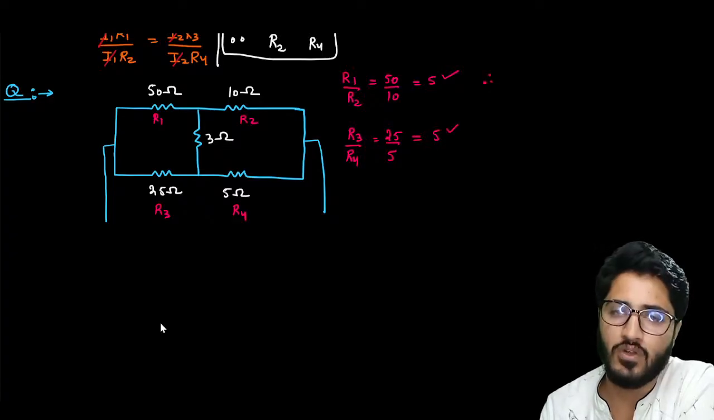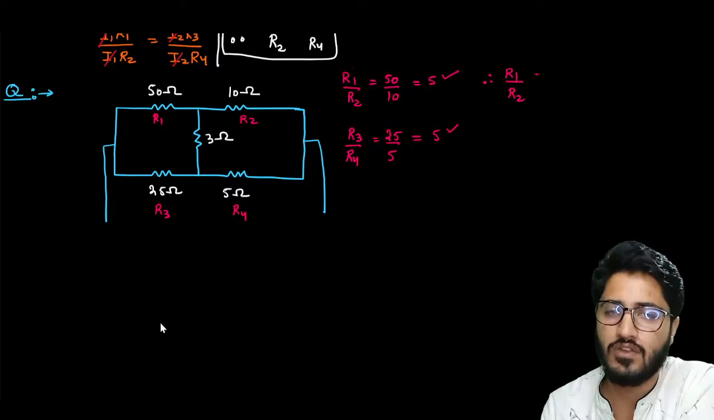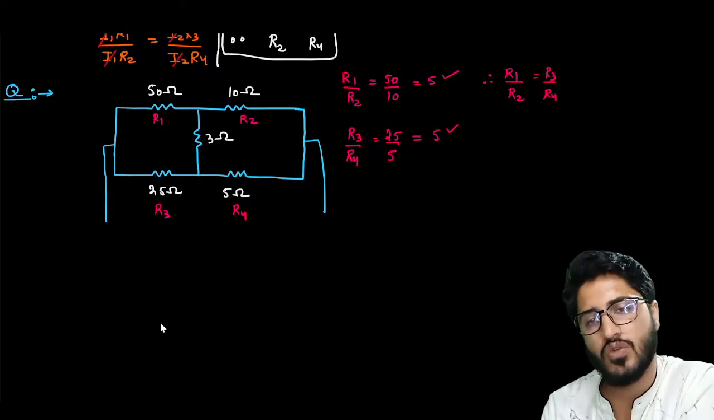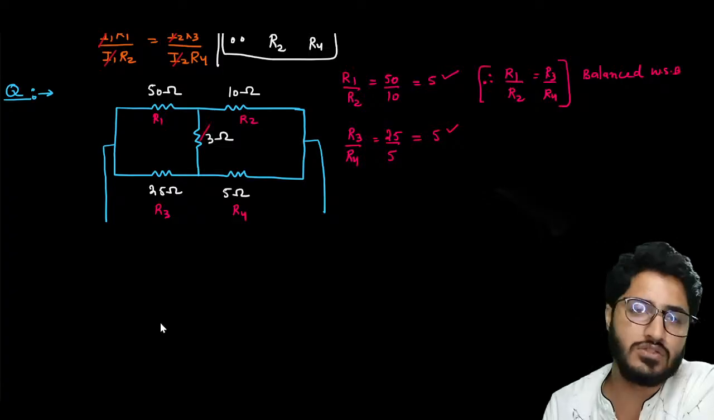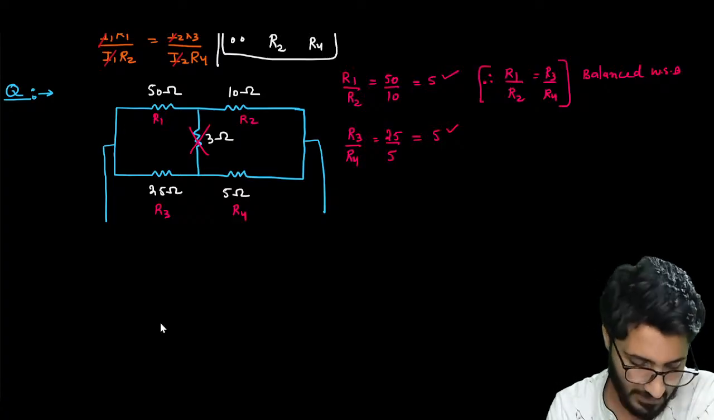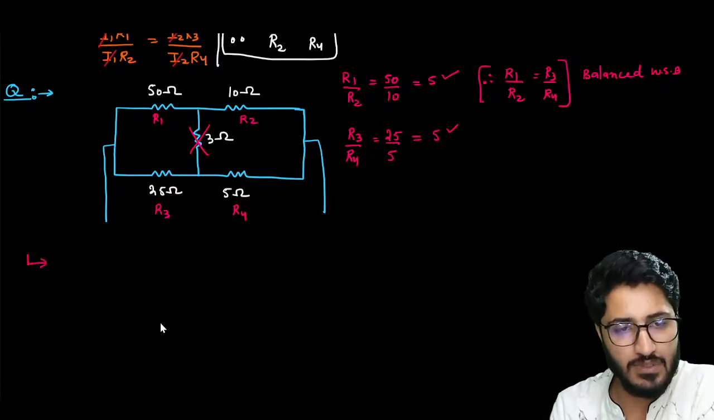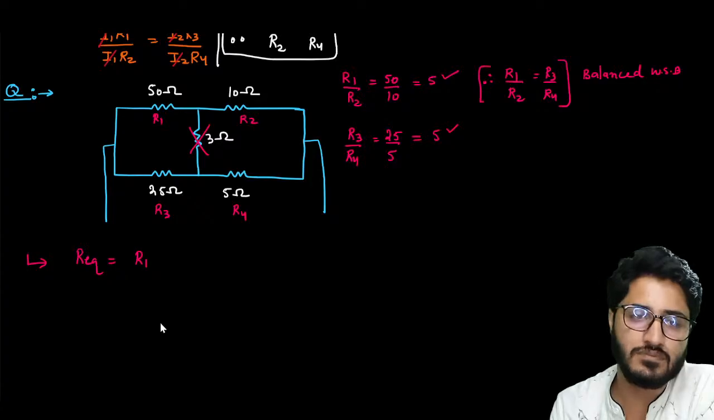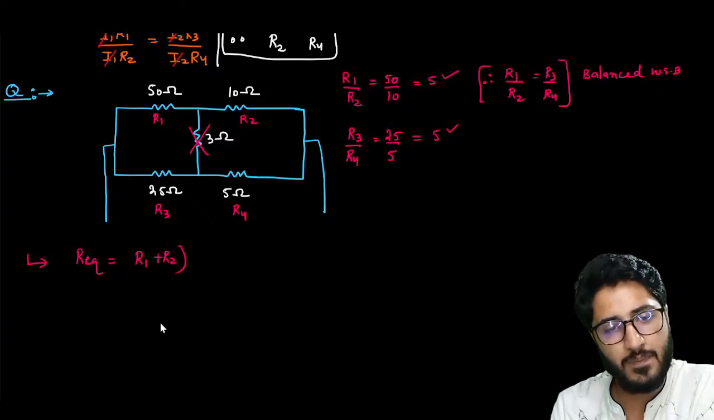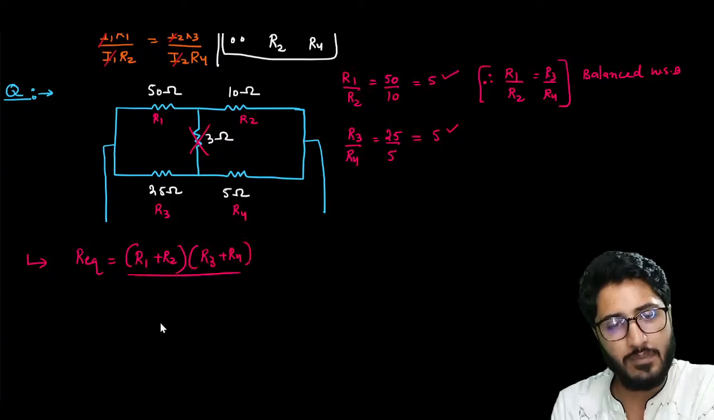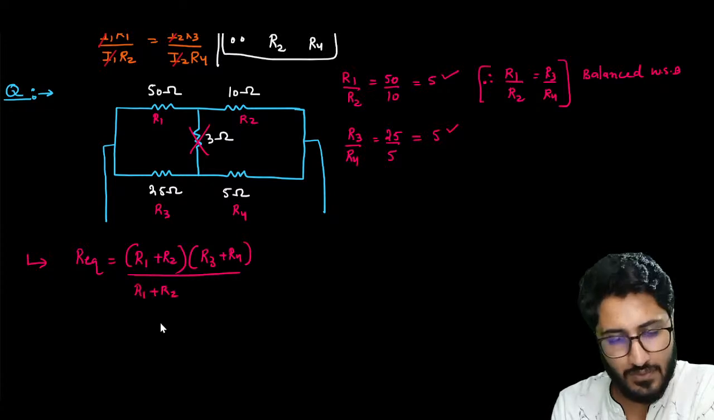So therefore, you can state that R1 by R2 is equal to R3 by R4. So this is a condition of balanced. You can write balanced Wheatstone bridge. There is no usage of this one now. So how to get my answer now? It's simple. So what will be R equivalent now? I guess it was R1 plus R2, then R3 plus R4 whole divided by R1 plus R2 plus R3 plus R4.